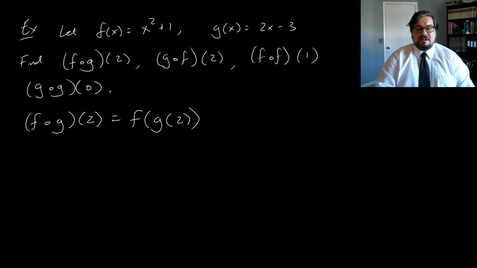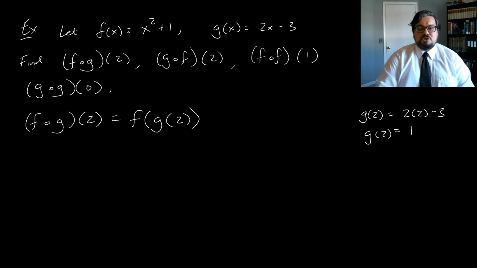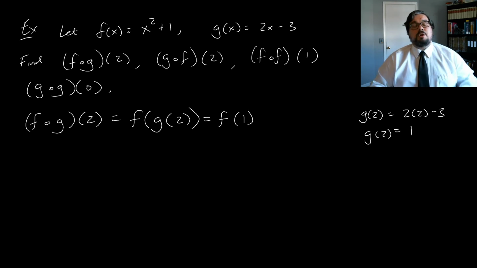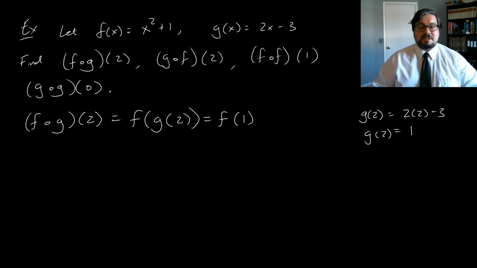So we have f of g of 2. Now at this point, we can go over to the side here to figure out what g of 2 is. Using our definition, g of 2 is 2 times 2 minus 3, which is 4 minus 3, which is 1. So g of 2 is 1. And so f of g of 2 is f of 1. We're working from the inside out, and this is a strategy that we're going to use very often when dealing with composition of functions.